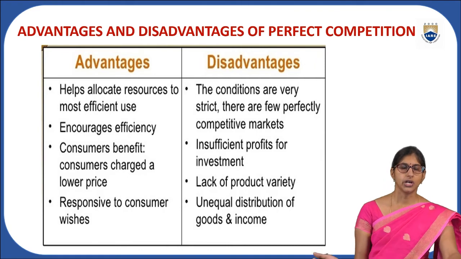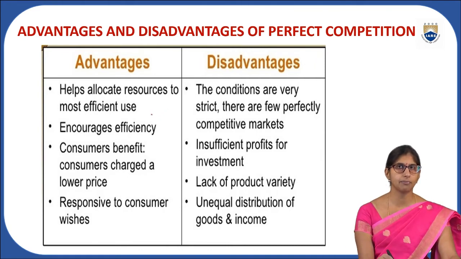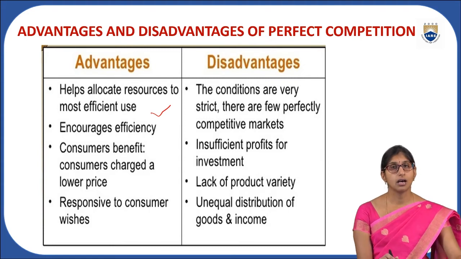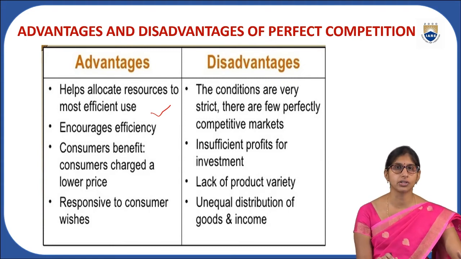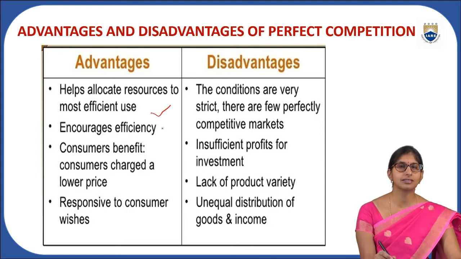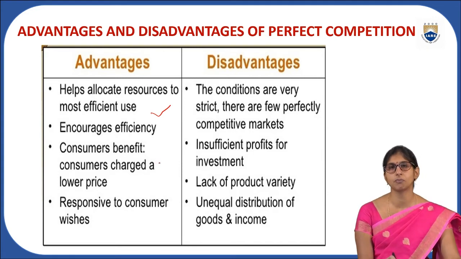So the first one is that it helps allocate the resources to the most efficient use, because all the firms are individually equal in this perfect competition, right? As they are individually equal, as well as competing with each other, each firm is competing with the other firms who are participants of the perfect competition. So they will utilize the resources in the most efficient way, so that they can sustain in the market for a longer duration in this case of pure competition.